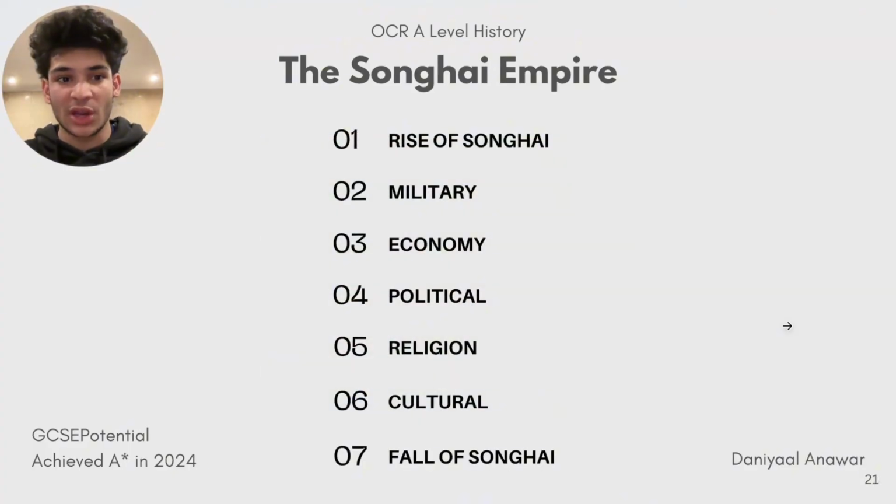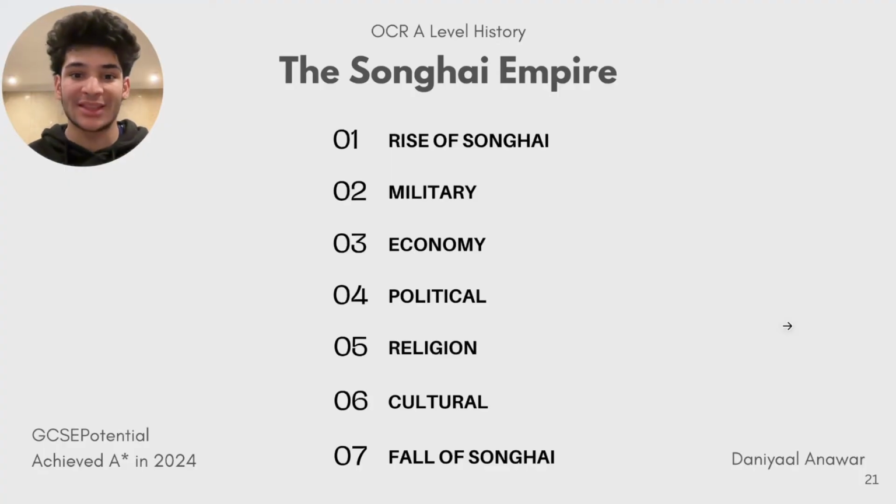So here are the 7 points we're going to go through. And this is going to be a very similar, consistent theme throughout these empires. We're going to touch on the rise, firstly, of the empire, the military, the economy, the political, religious, cultural factors to do with the empire, and then finally the fall of Songhai.